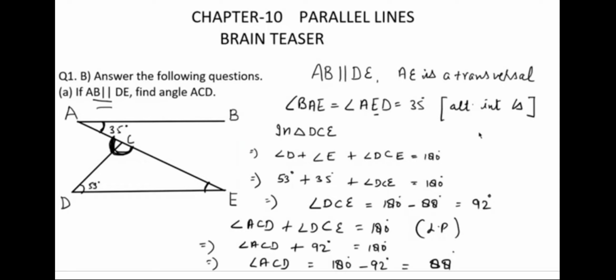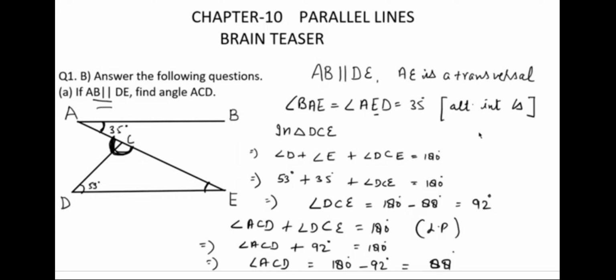Hello students, today we will discuss brain teaser in parallel lines. This is question number 1b. Answer the following questions. Part A. If AB parallel DE, find angle ACD. This is the figure.